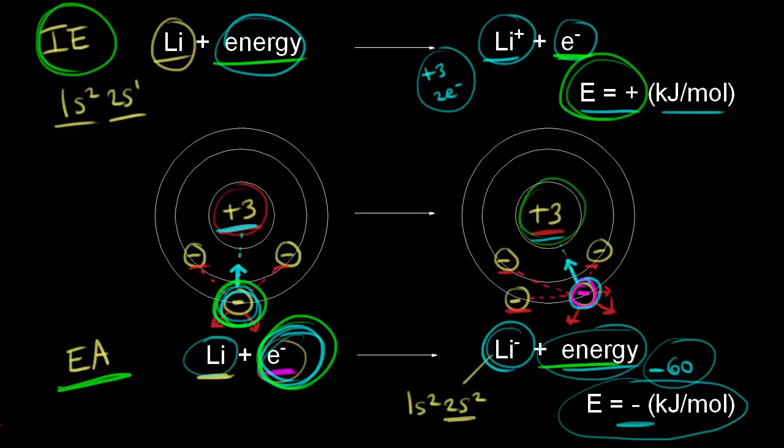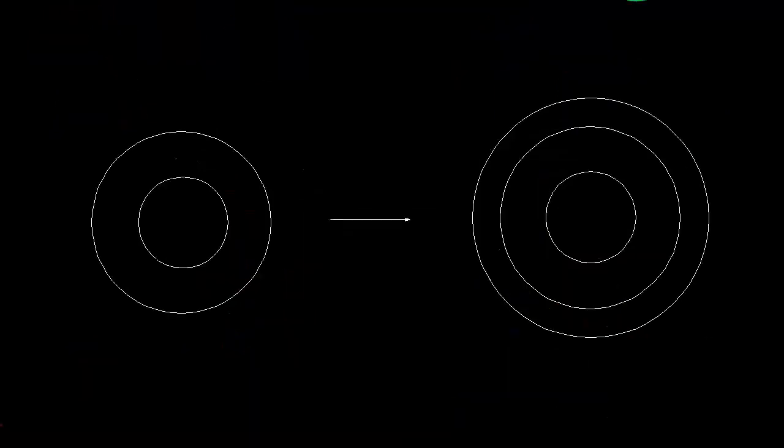Energy is given off in this process, and that's why it's a negative value for the electron affinity. Electron affinities don't have to be negative. For some atoms, there's actually no attraction for an extra electron. Let's take neon, for example.